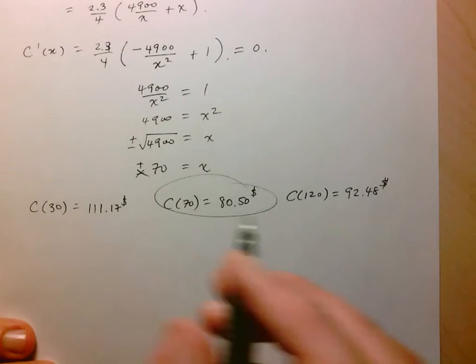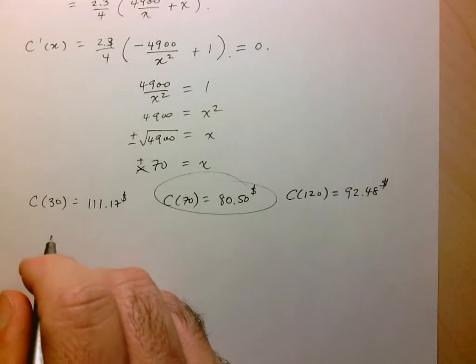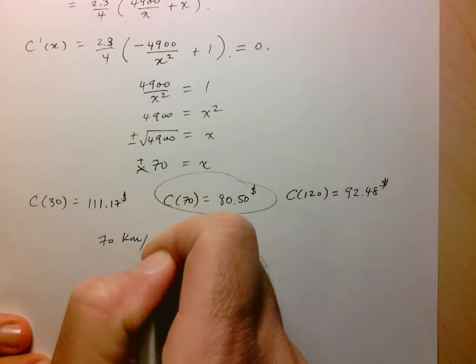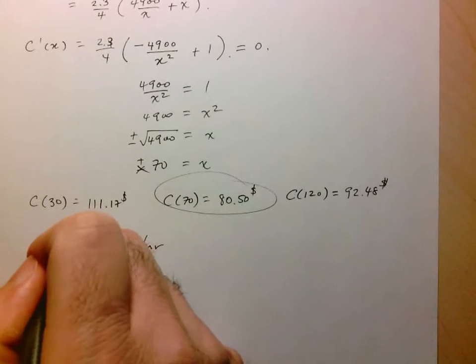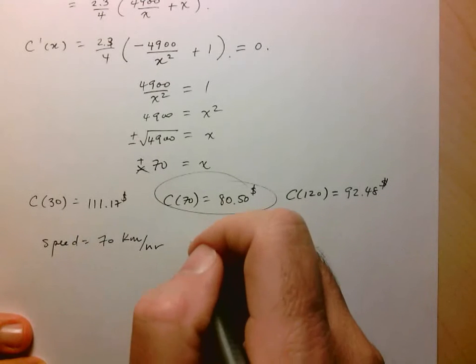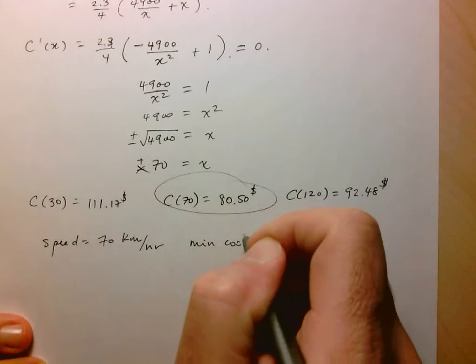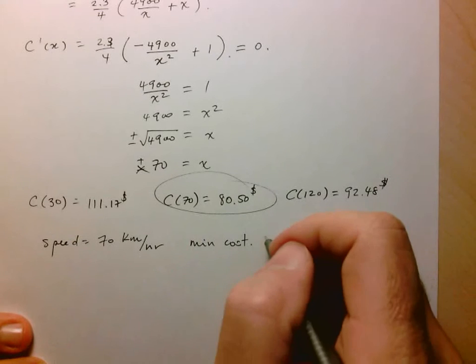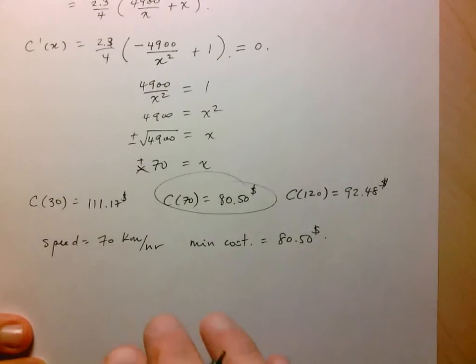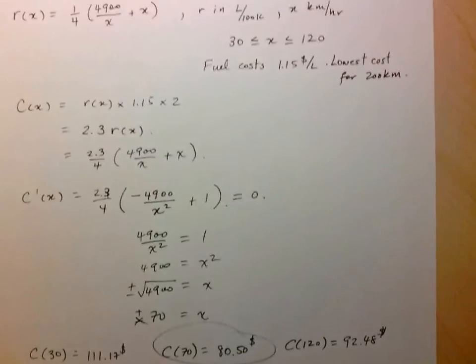So now we can answer both questions. The speed at which we need to travel is 70 kilometers per hour. And our minimum cost traveling at this speed for the 200 kilometers is $80.50.